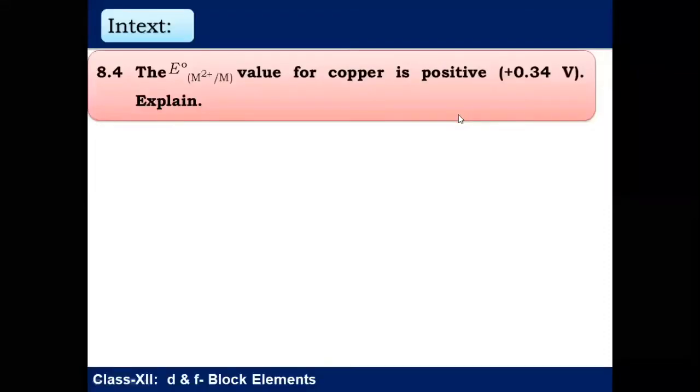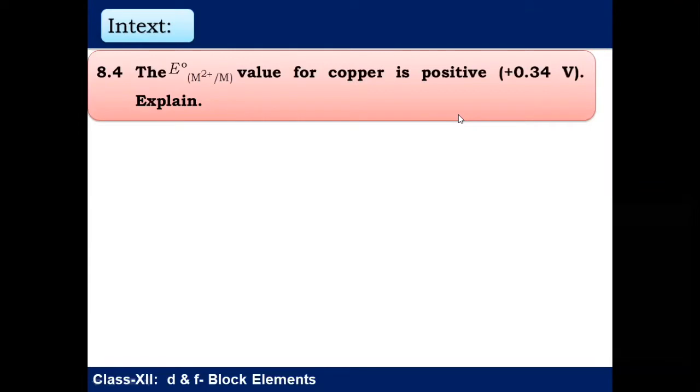So the question is: the E naught value for Cu2+ to Cu is positive, 0.34 volt. Explain why it is happening in this way.